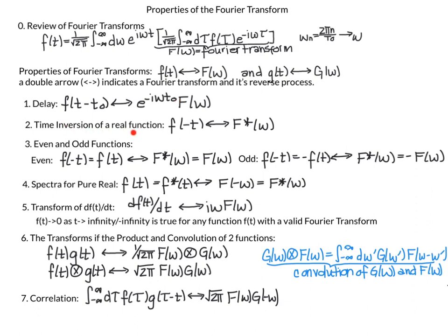We looked at time inversion of a real function. We reviewed the formulas for even and odd functions. We reviewed the formula for spectra of pure real functions. We derived the formula for, if we know f of t, what the Fourier transform of the derivative of f of t would be, and it would just be i omega F of omega. And then we talked about transforms of the product of two functions. We said that the Fourier transform of the product equals 1 over the square root of 2 pi times F of omega convolved, not just multiplied but the special multiplication, convolved with G of omega.